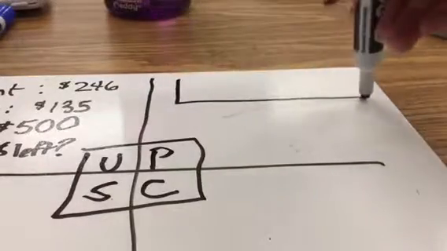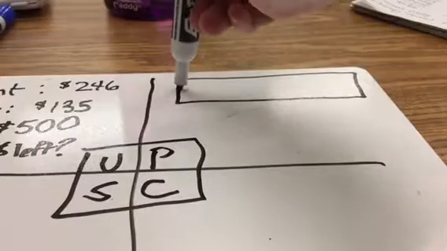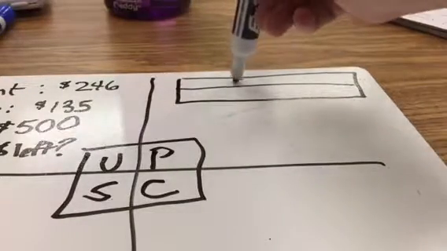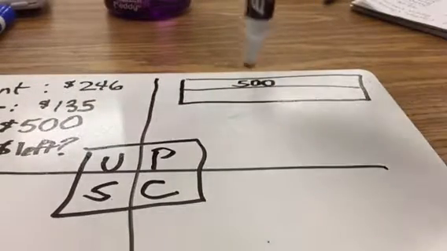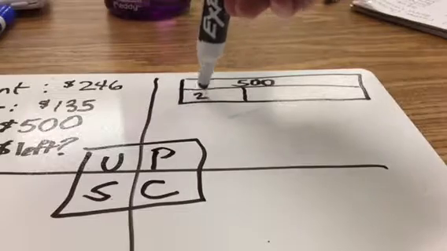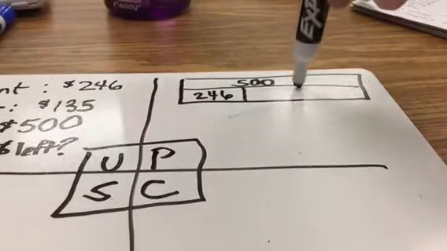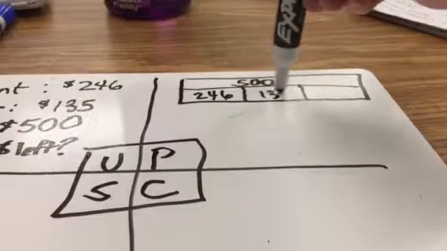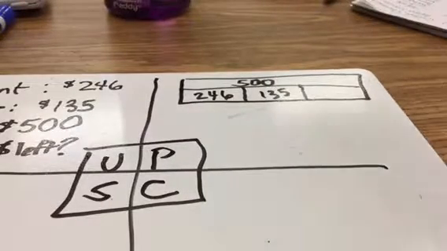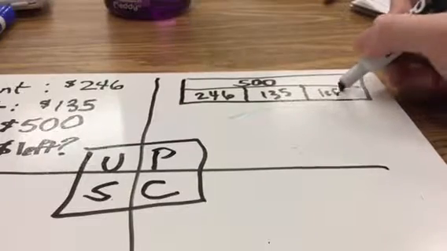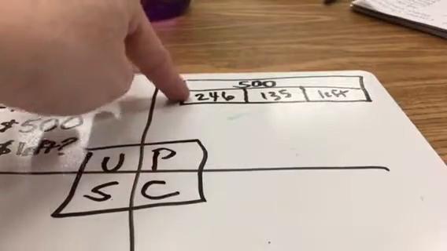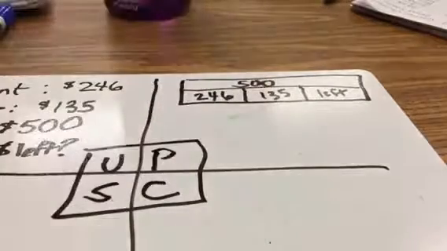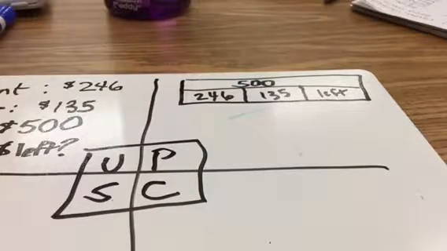I'm going to show you the part whole diagram to show how it would look. So I know that in all, he has $500. I know that he's putting $246 towards clothes, and he's putting $135 towards shoes. I want to know what is left for him to continue shopping with. So there are two ways I can do this. I could do 500, take away 246, and then take away 135. But I like to add.